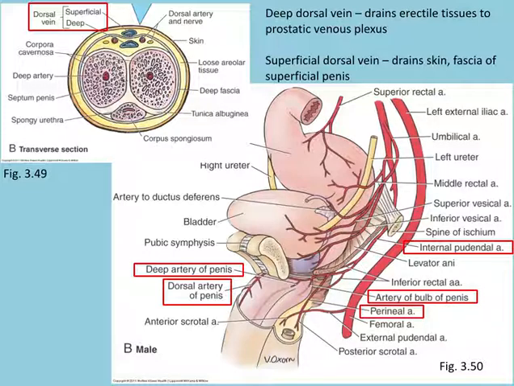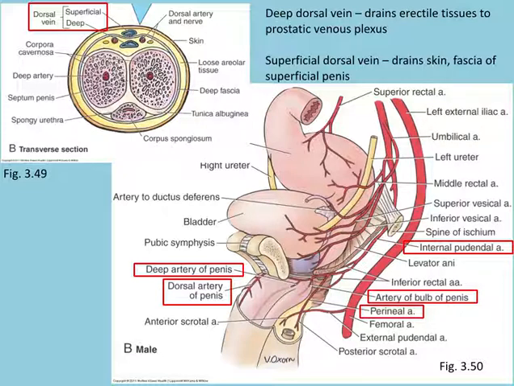All right, the other important structures here in terms of venous drainage, the deep dorsal vein and the superficial dorsal vein, and it's just important to note that the deep dorsal vein is draining the erectile tissues, and you can see that it's actually deep to that deep fascia, whereas the superficial vein is draining all the superficial structures of the penis, and it's outside of that deep fascia.